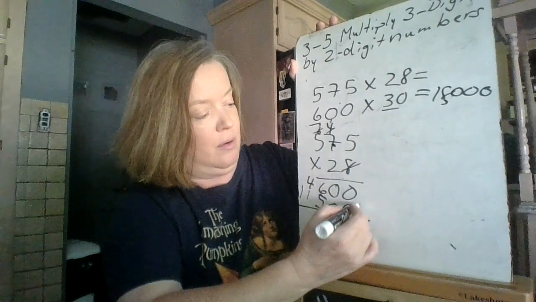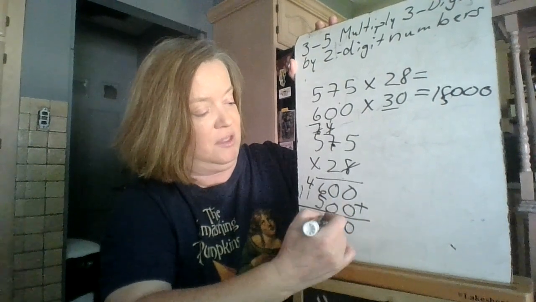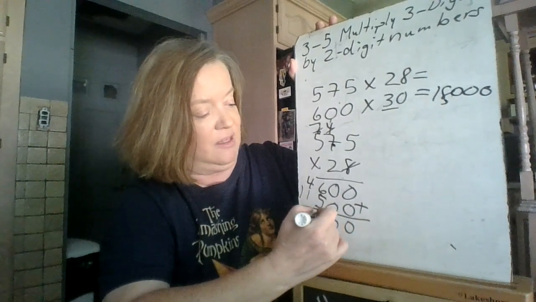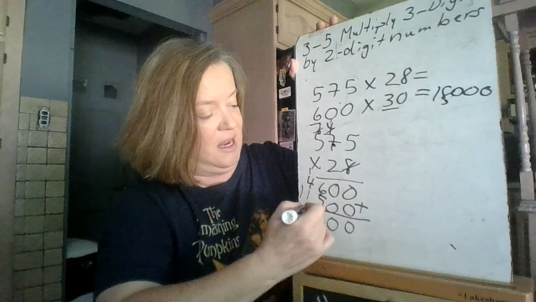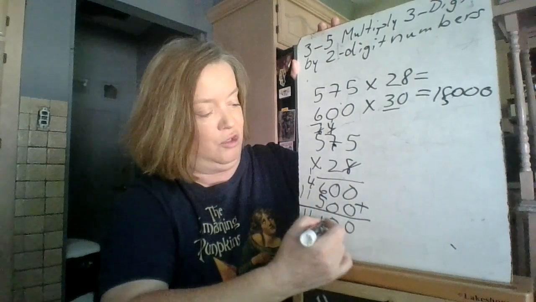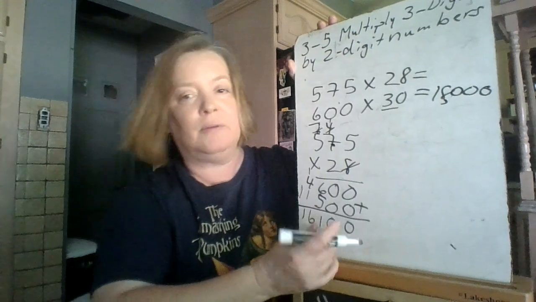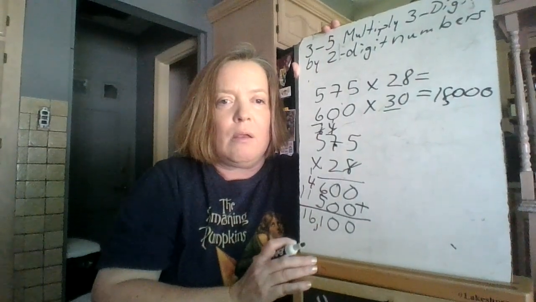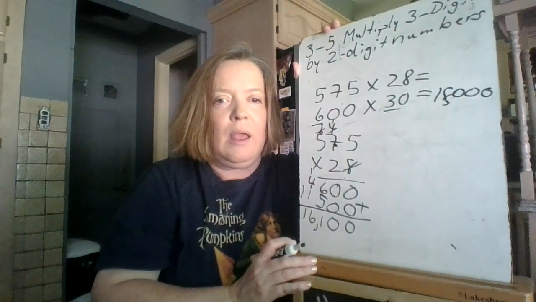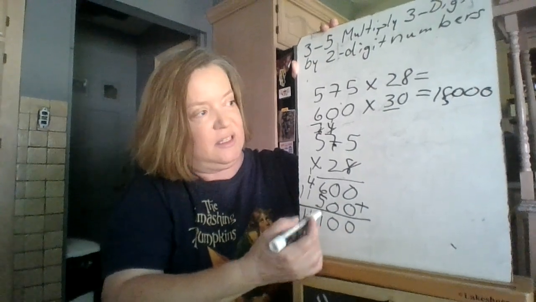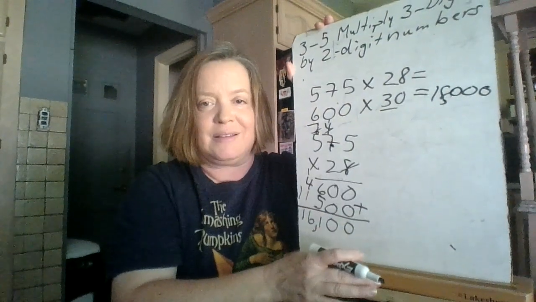0. Now I'm going to add these two partial products, 0 and 0, 0, 0 and 0 and 0. 6 and 5 is 11. 4, 5, 6. My 1 comes down. 1, 2, 3. Comma before me, 16,100. And again, I'm getting an answer that's somewhat close to my estimate.